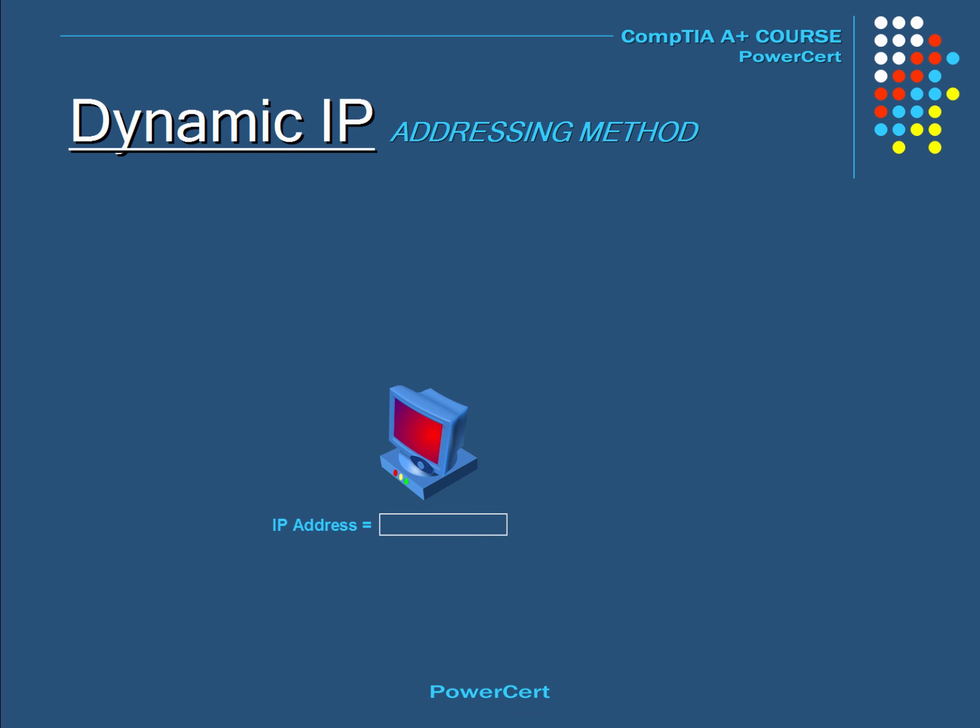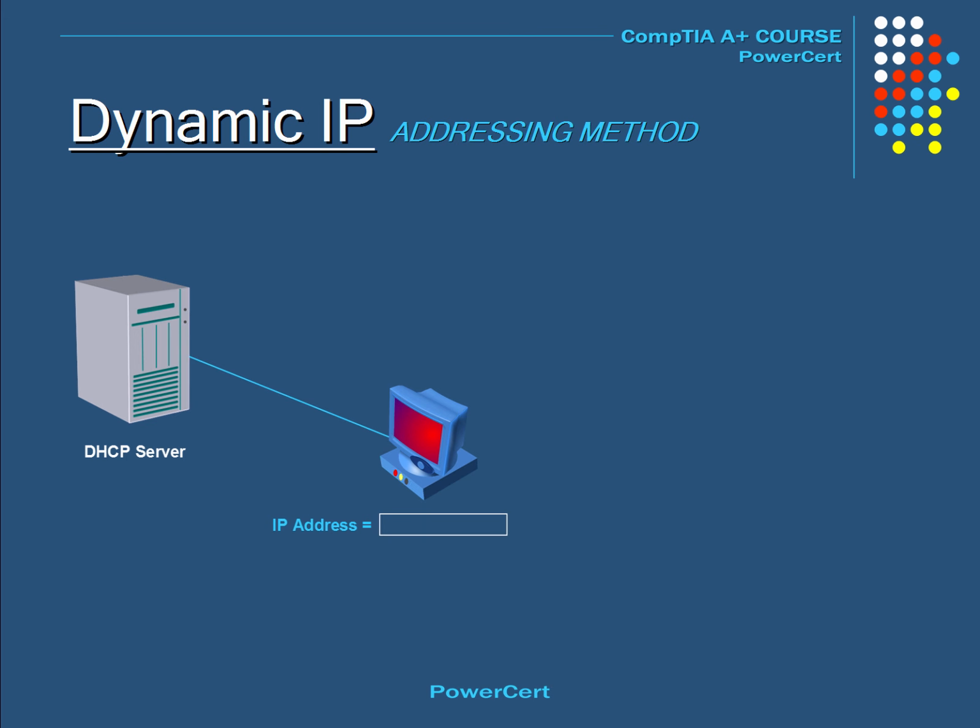Every computer on a network has to have an IP address for communication purposes. There are two ways that a computer can be assigned an IP address. It can be done either by using a dynamic IP or a static IP. A dynamic IP is where a computer gets an IP automatically from a DHCP server.